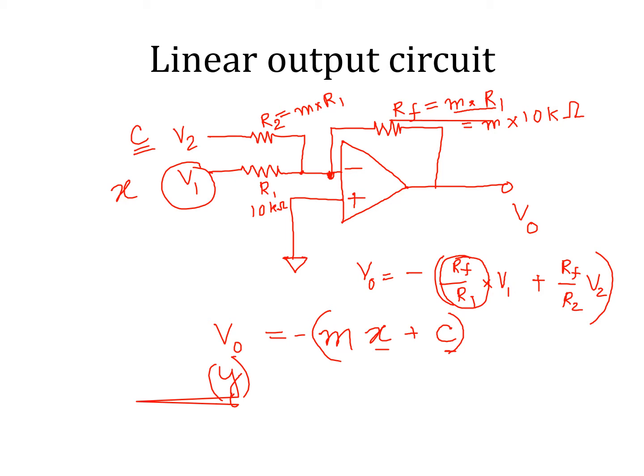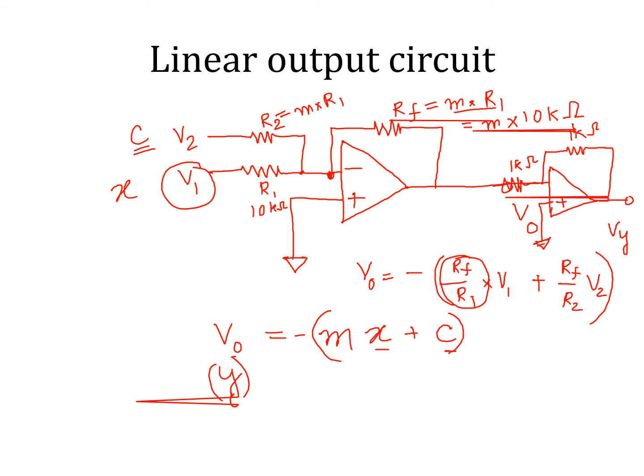We can further connect this output to an inverting amplifier with gain 1. So again we can connect an operational amplifier with the non-inverting terminal grounded. We can insert a resistor here of, let's say, 1 kilo ohm, and we can connect another resistance in the feedback of the same value, 1 kilo ohm. That will be the final output, let me write Vy. So this Vy is actually equal to Mx plus C.